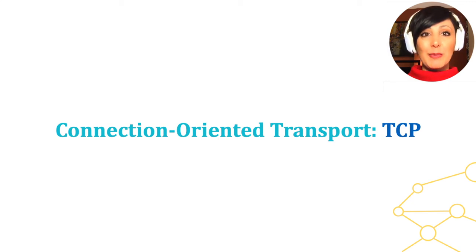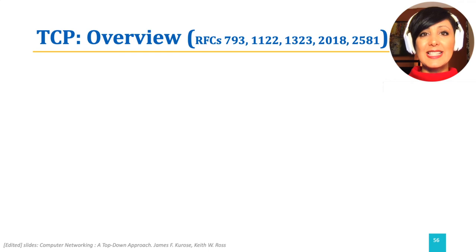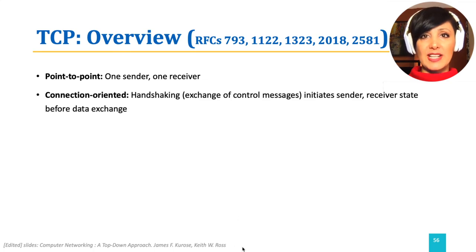Now that we learned about the basics of transport layer and basics of reliable transport, it is time for us to start exploring the Internet's transport layer protocol that provides reliable data transmission, TCP. TCP is point-to-point. It has one sender and one receiver within a single connection. It is connection-oriented, and once the connection is in place, it delivers in-order byte stream within the connection.